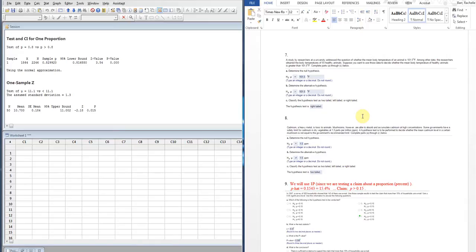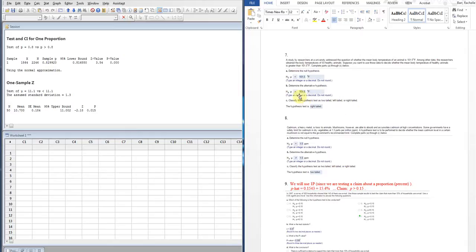We want to test that. We think it's greater. That's going to make our alternative. So I always do my alternative first because that's coming off the claim and I think it's a little easier to read. And then I set up my null as just the equal to version of that, because that's what you need to be able to come up with the distribution. You need to have a mean. And clearly this is a mean test because we're talking about mean temperature, average body temperature.